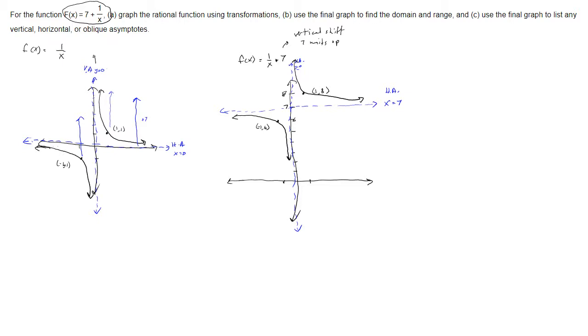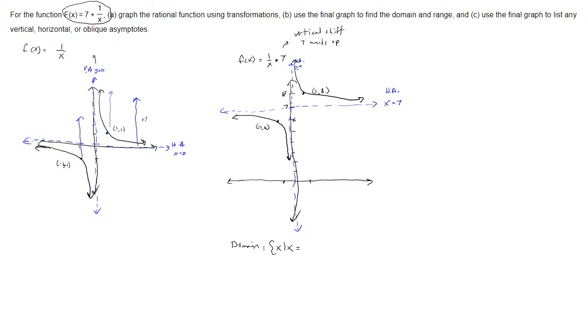So let's figure out what they ask us to do. Find the domain and range. So the domain is going to be all x values except that x cannot be, this vertical asymptote.